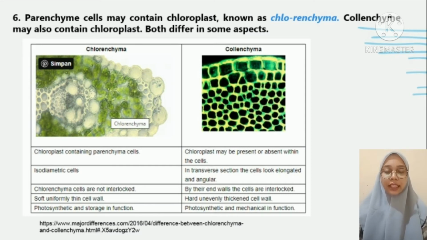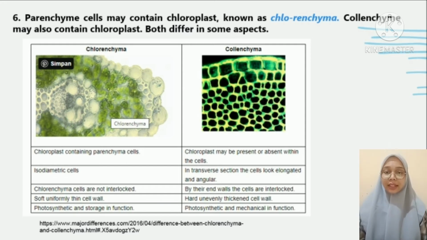Both differ in some aspects. The characteristics of chlorenchyma, that is chloroplast-containing parenchyma cells: isodiametric cells, not interlocked, soft and uniformly thin cell wall, and last, photosynthetic and storage in function.